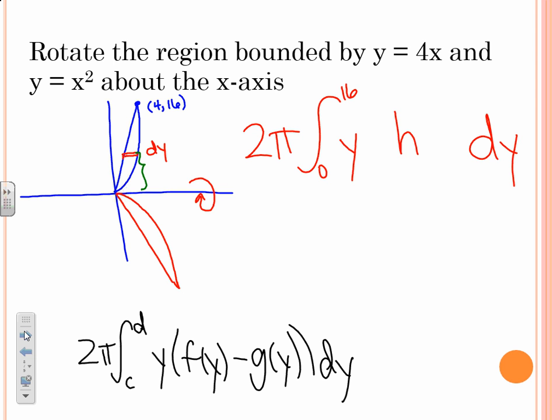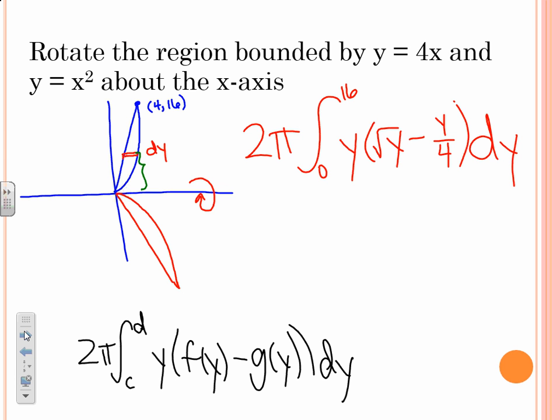Our height: how do we figure out the height of that? Right minus left. So what's on the right? Square root of y. Minus, what about this line? 0.25y, which is the same thing as 1/4 y, which is the same thing as y over 4. I don't care how you write it, just write it.